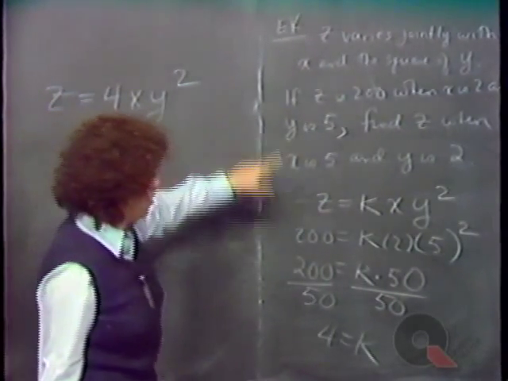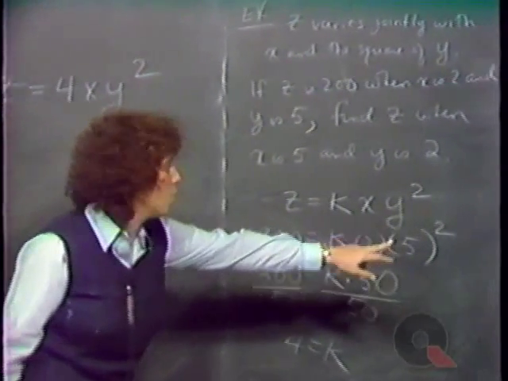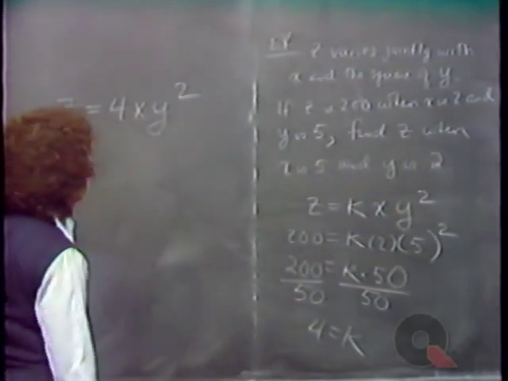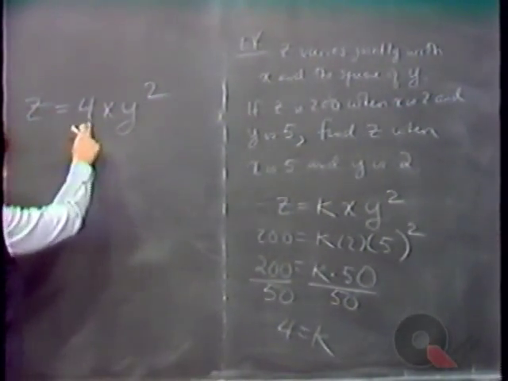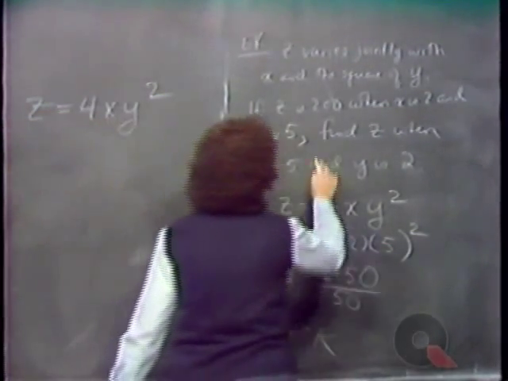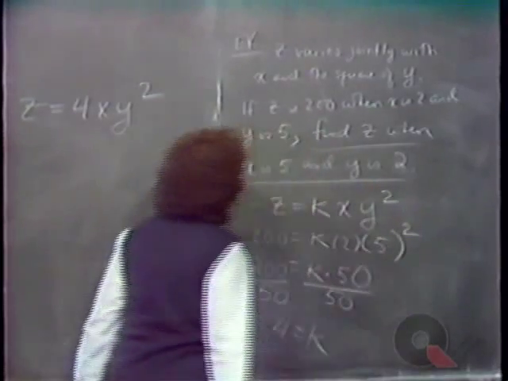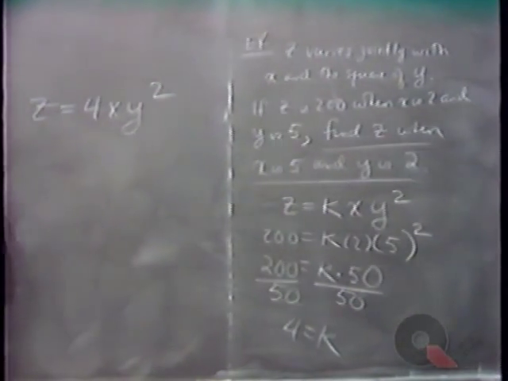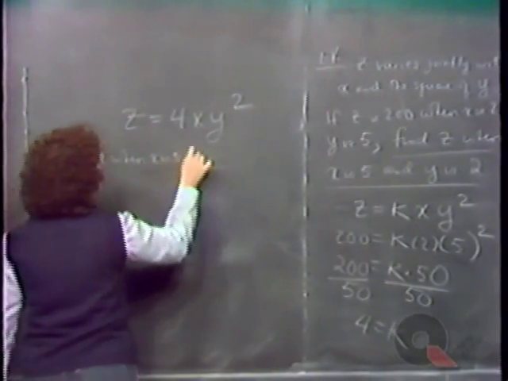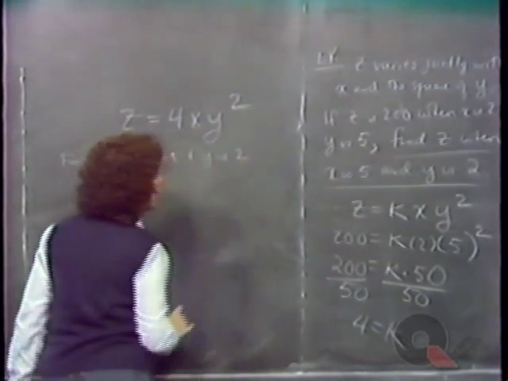Okay, we're told z was 200 when x is 2 and y is 5. From that, we could figure out that k was equal to 4. Now we know what the equation is. We know what k is. Find z now when x is 5 and y is 2. That's what we're up to. Find z when x is 5 and y is 2.